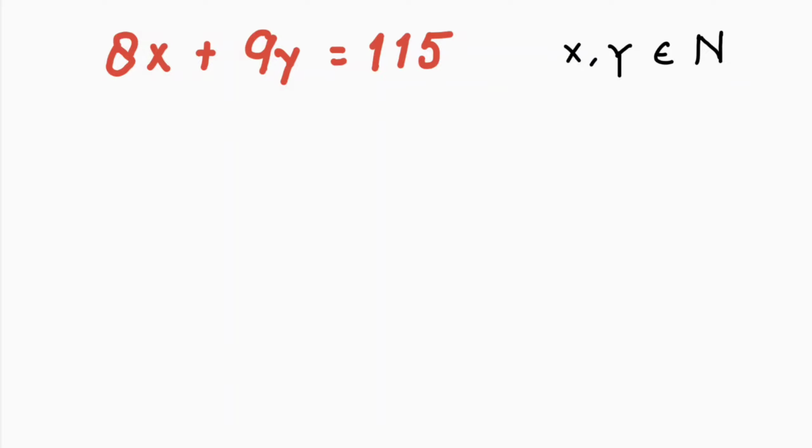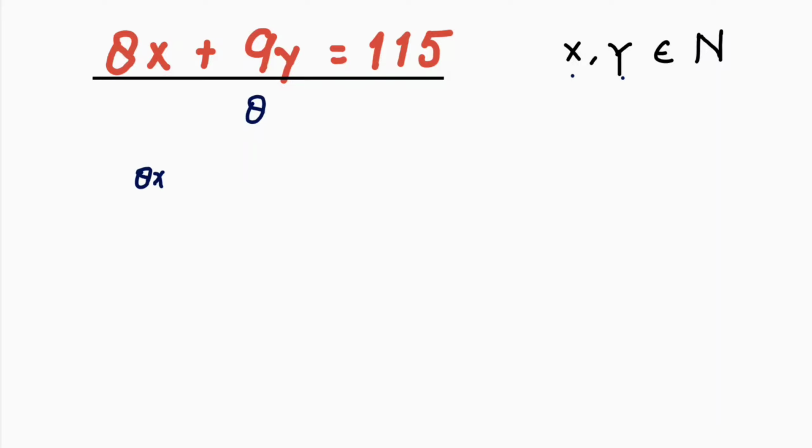Hi friends, you're given a linear equation 8x + 9y = 115, where x and y belong to the natural numbers. Let's see how, from one equation, you can find two variables. Start by dividing the whole equation by 8.